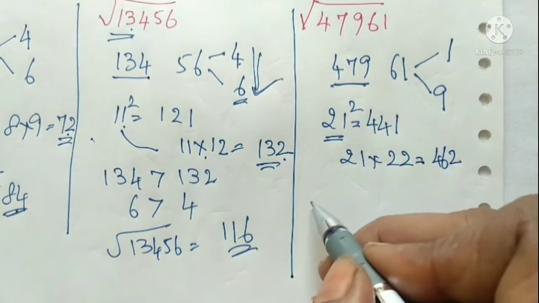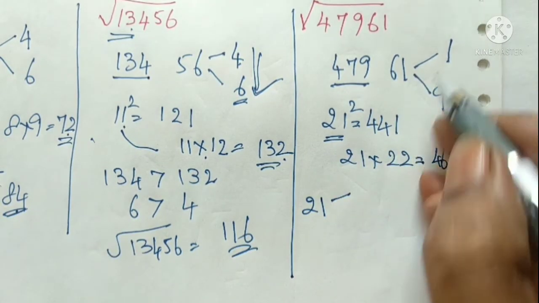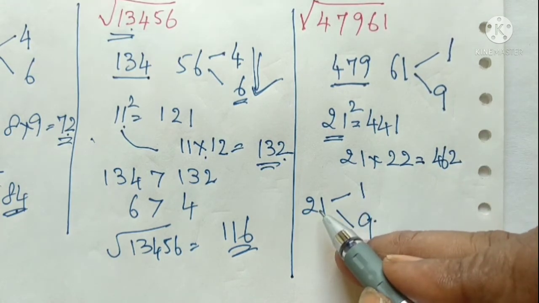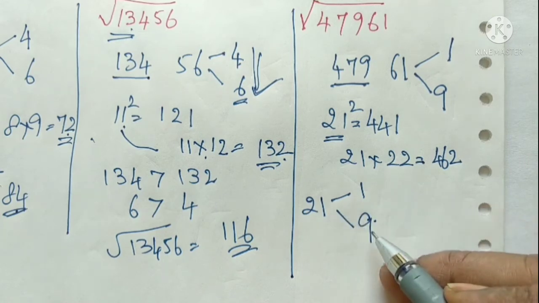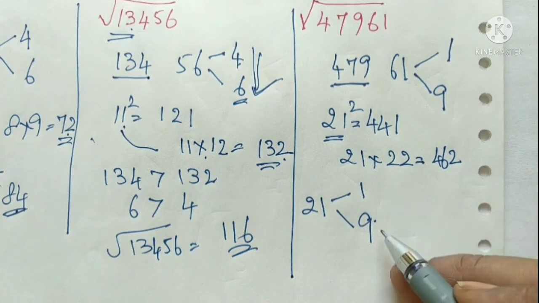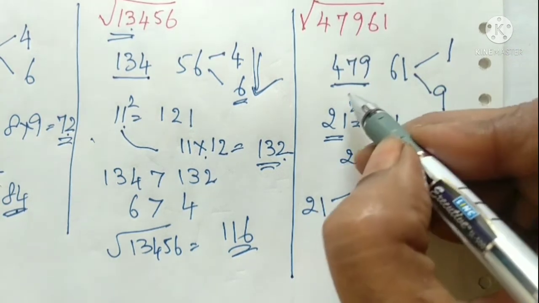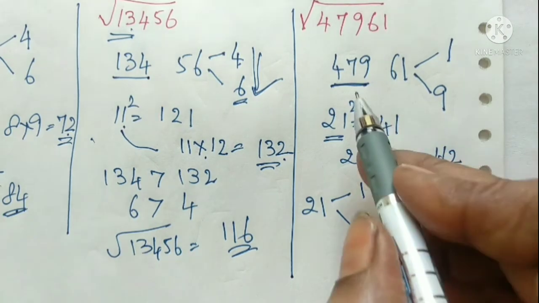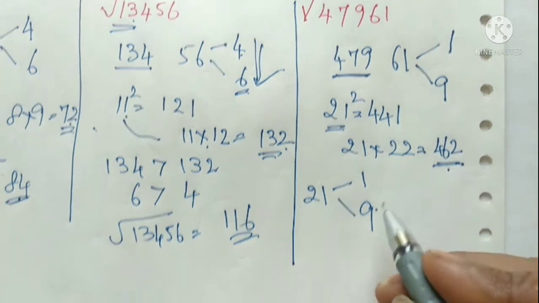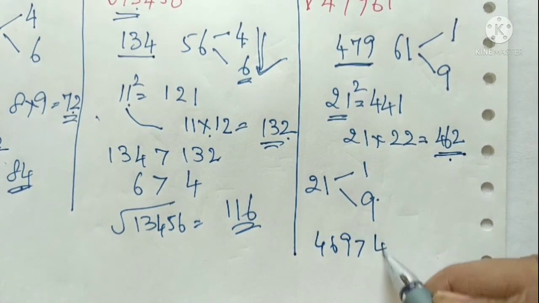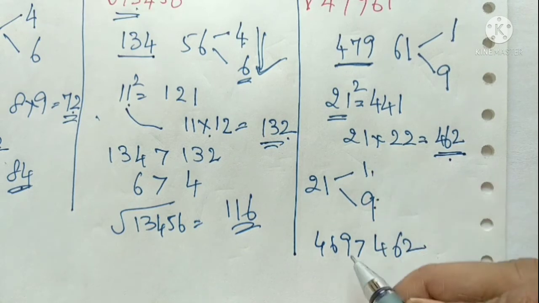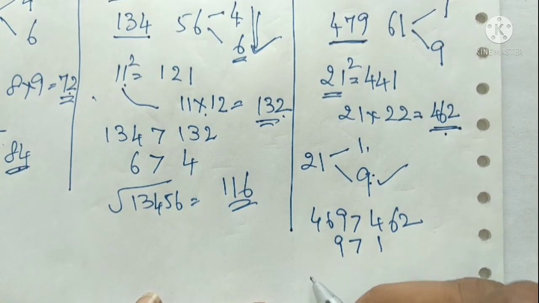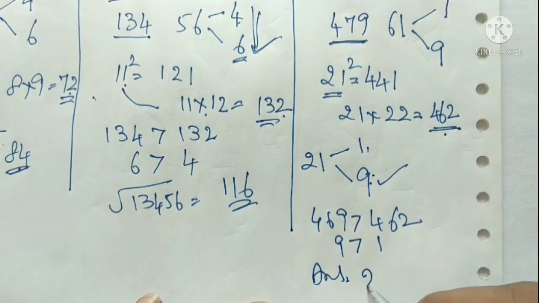So the perfect square root may be 21, and in the units place we have 1 and 9. So the square root may be either 211 or 219. Just to decide which is the perfect square, now we have to compare 479 with 462. Since 479 is greater than 462 and 9 is greater than 1, so select 9. The answer is 219.